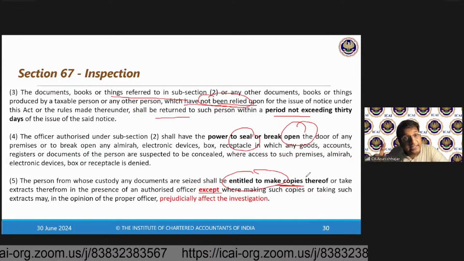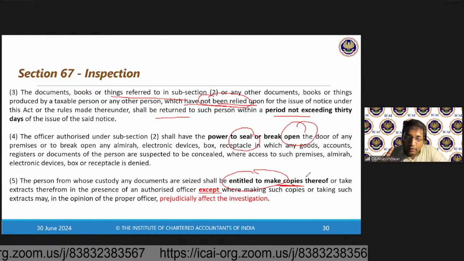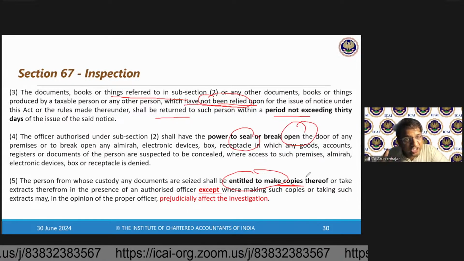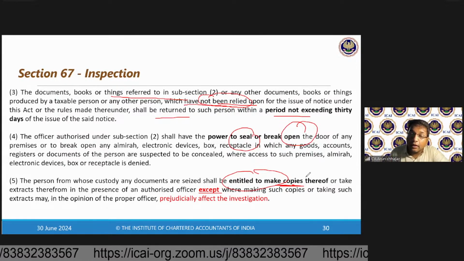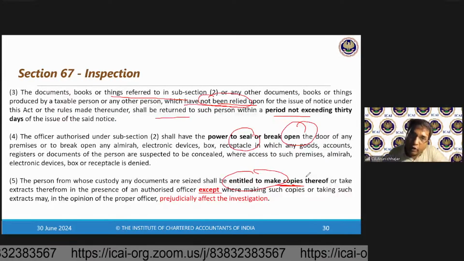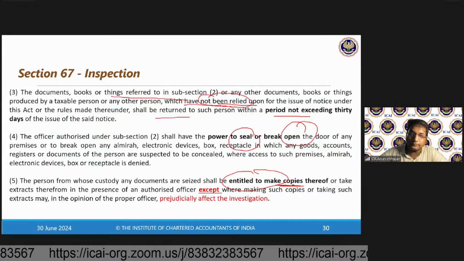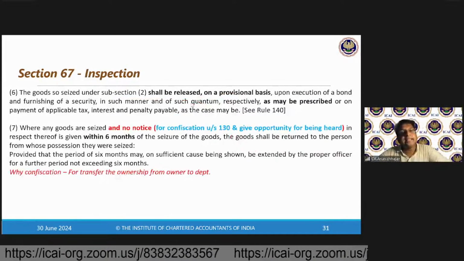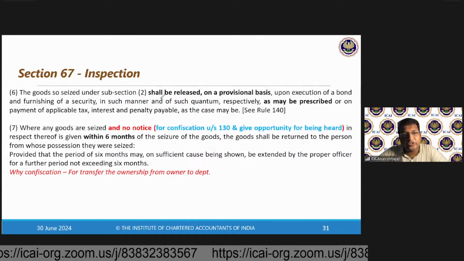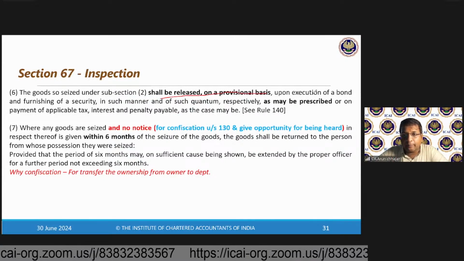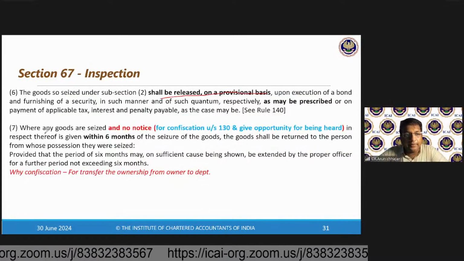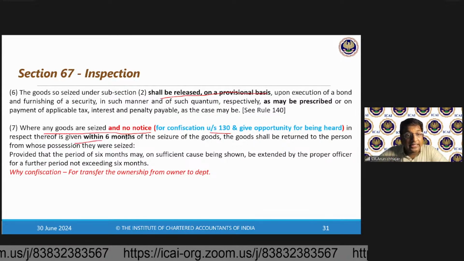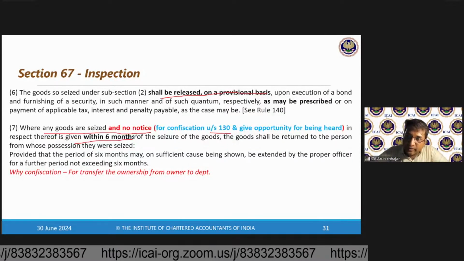But this is the discretionary power. If the officer likes to deny because he feels that it might be misused, then he can deny also, because it is the discretionary power given at the discretion of the officer. He may allow or he may not allow. Then again, whatever the goods has been seized can be released on a provisional basis upon bond or security in such manner as may be prescribed. And where the goods are seized and no notice of confiscation under section 130 has been given, then it has to be returned. Whatever the goods has been seized, it has to be returned within 6 months.